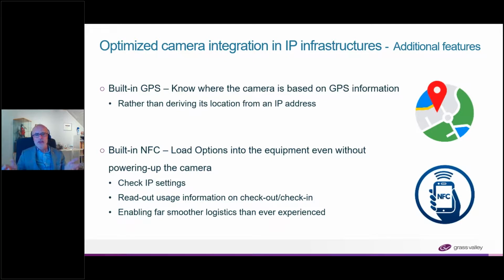You only see that a video stream from a camera with a certain IP address shows up in your network, but you don't know where it's coming from. But with this GPS information, you know where the camera is located.